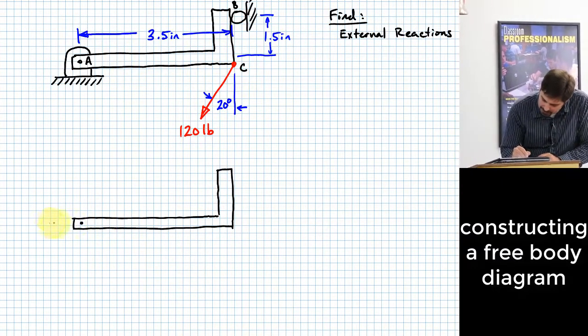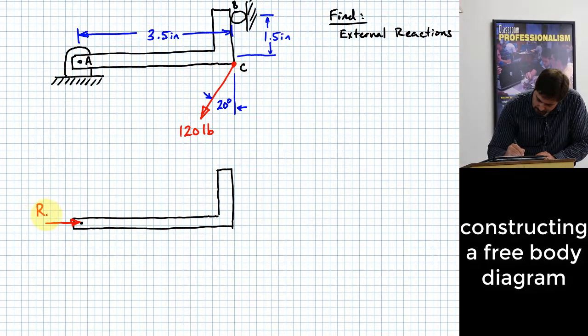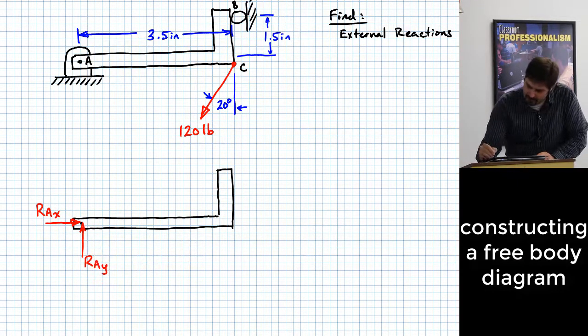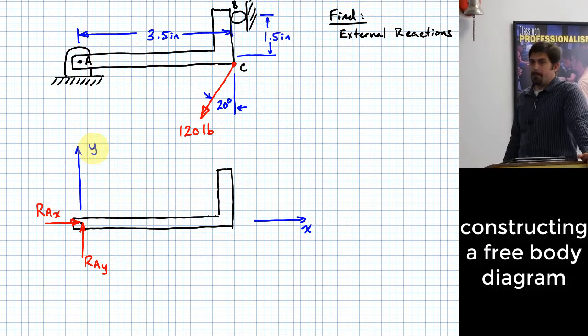So what we're going to do at the pin, because it is not allowed to move left or right, I put on a reaction here that I'll call RAX, and a reaction here that I will call RAY. Okay, I've kind of implied in those names is the idea that I'm going to be using an X and Y system like this. So I'll go ahead and take the opportunity now to put those on here. Now what?